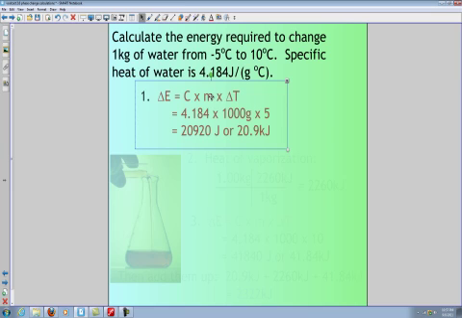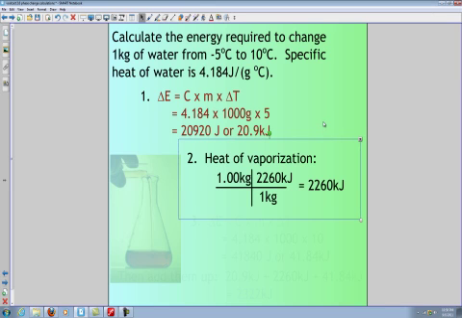Basically 3 steps here. Step 1, okay, I'm going to use the calorimetry formula. Okay, delta E equals C times M times delta T. So my delta T, I'm only counting 5 degrees of it because I can only count it up to the phase boundary. If it's water, the phase boundary is at 0 degrees Celsius. So 0 minus negative 5 gives me this 5 here. Kilogram is 1,000 grams. I plug in the C value. I get this answer, 20,920 or 20.9 kilojoules. That's part 1.